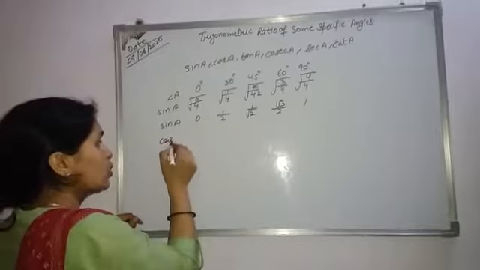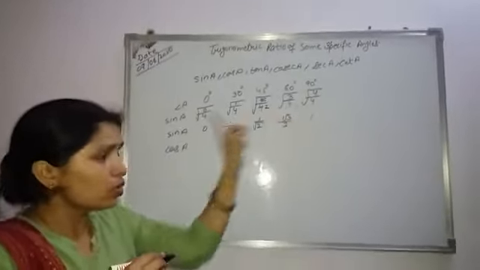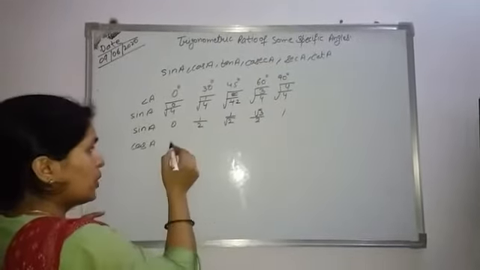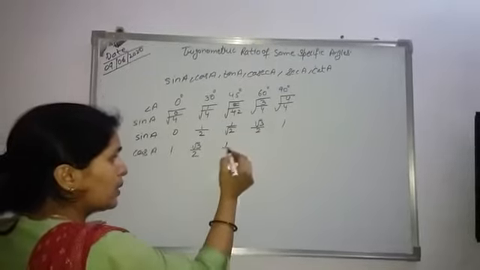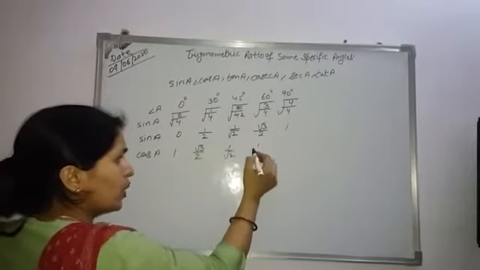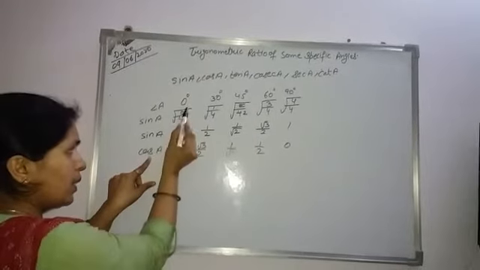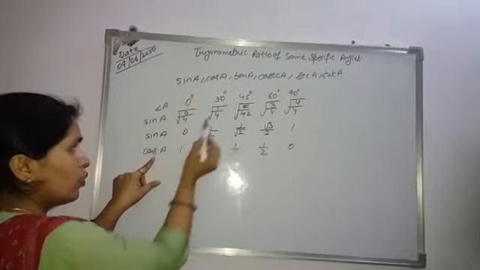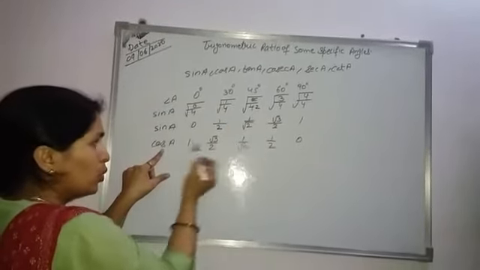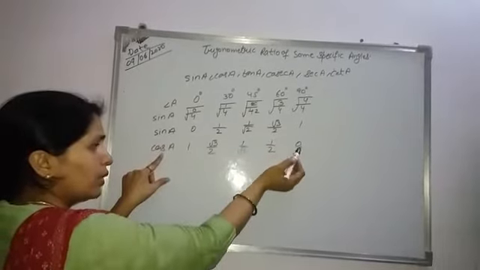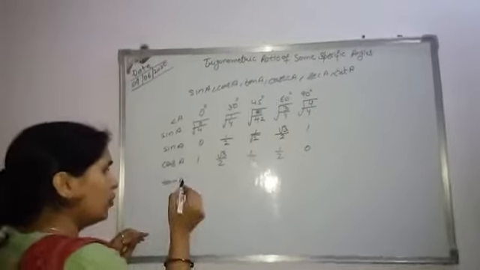Now next one is cos A. Cos A is just the reverse of these numbers. It means the first term is 1, then next is root 3 by 2, then next is 1 by root 2, next one is 1 by 2 and 0. It means the value of cos at 0 degree is 1, at 30 degree is root 3 by 2, at 45 degree 1 by root 2, at 60 degree 1 by 2 and this value is equal to 0. And now next one is tangent of A.